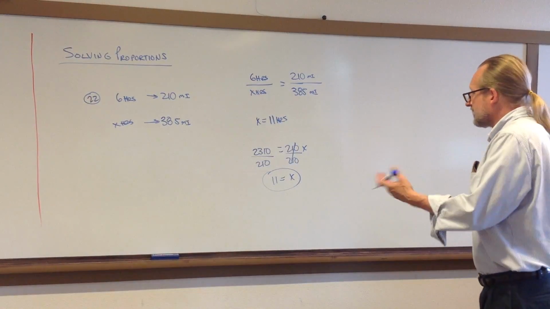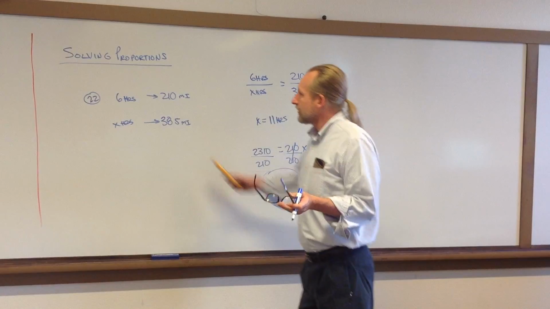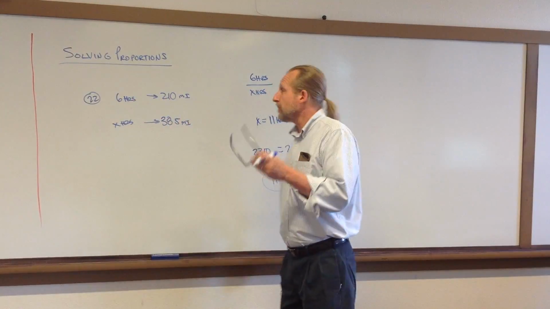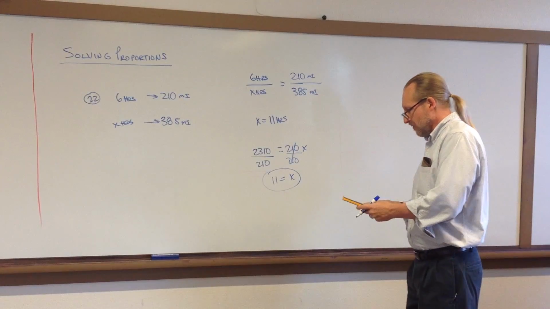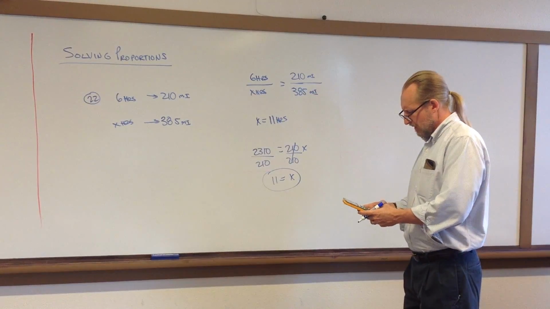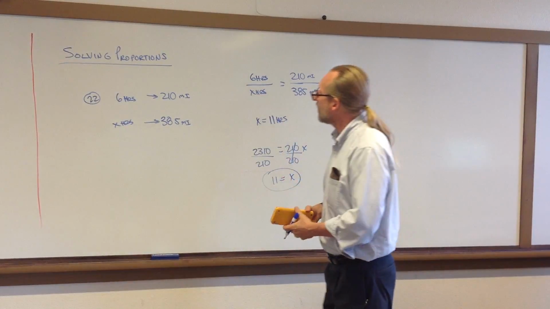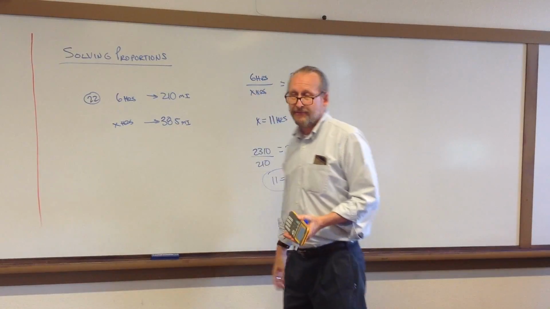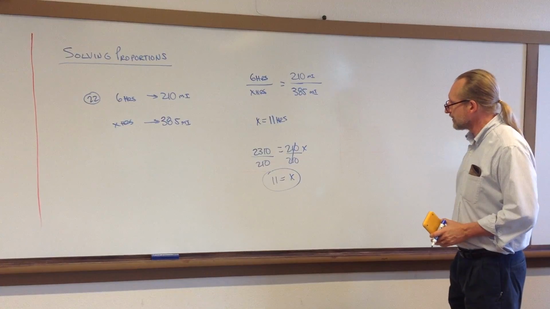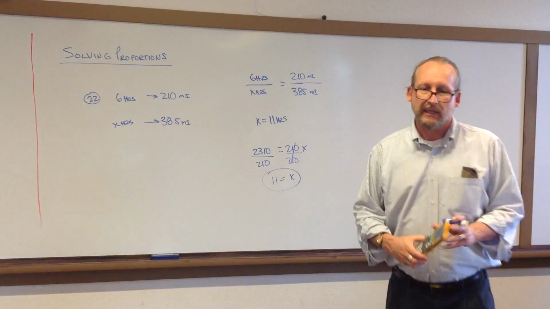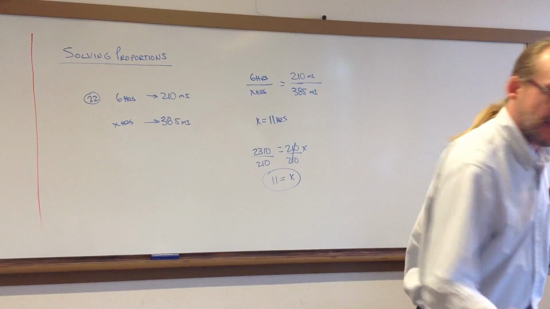Now, some of the other things that you can do here, like you could divide 210 divided by 6 and calculate how many miles per hour you're traveling. That gives you 35 miles an hour, and then if you divide this by 35, that'll tell you how many hours it takes. That's just another approach to doing the problem. And like I said, as long as what you're doing is correct, that's fine by me.